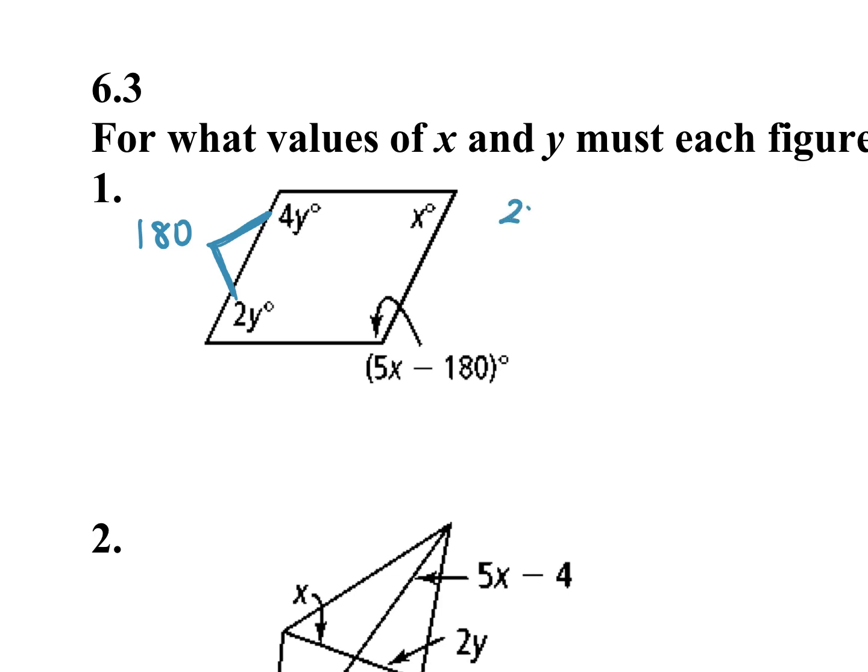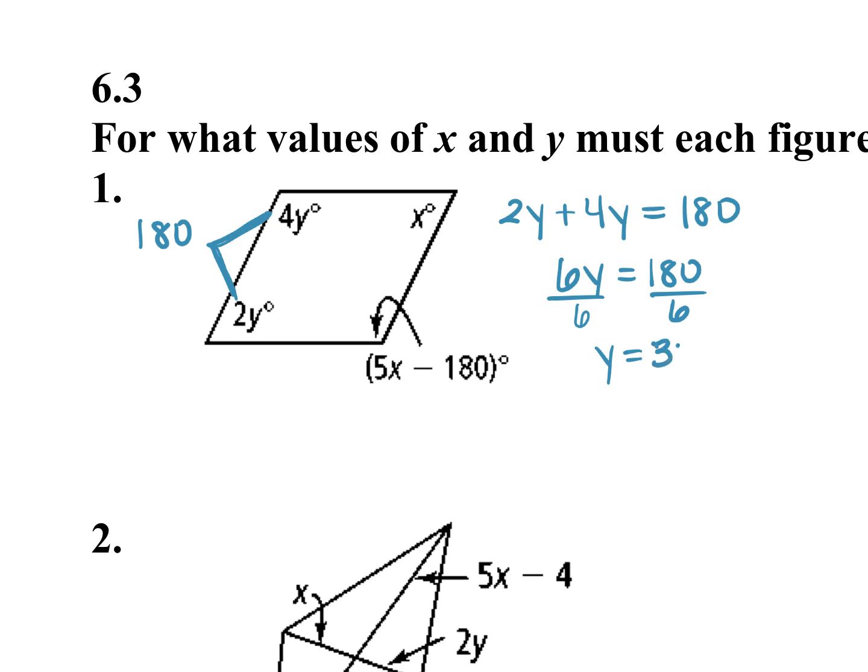Okay, so you have 2y plus 4y equals 180. So 6y equals 180. And then you would just divide by 6. So y is what? What's 180 divided by 6? 30, right? So y is going to be 30. So then how do you set it up for x? Plug it in. Plug 30 in. Okay, so that's one thing that you could do that might make this a little simpler.